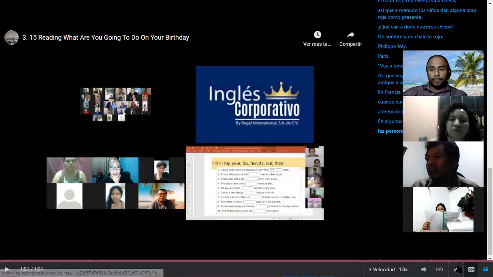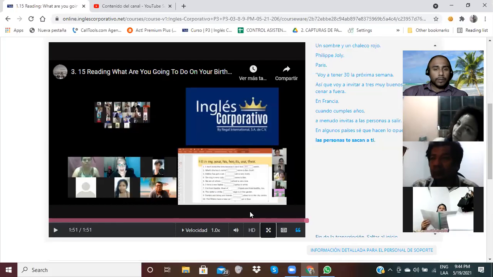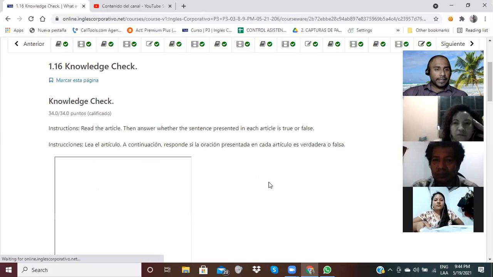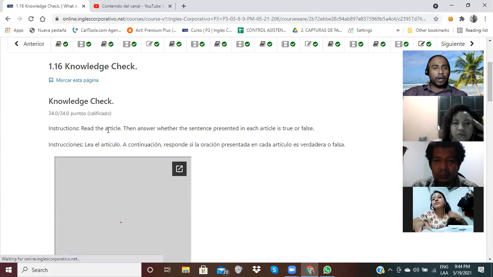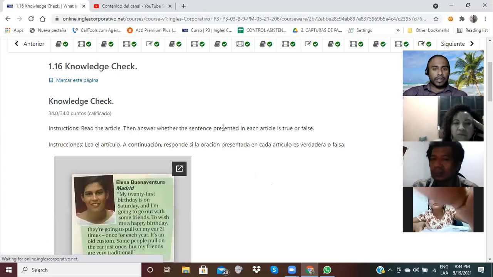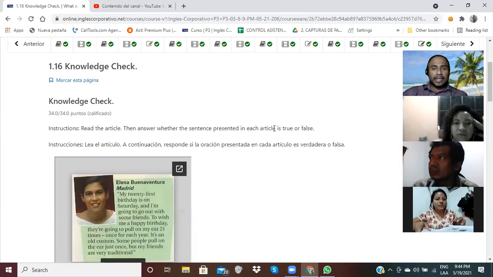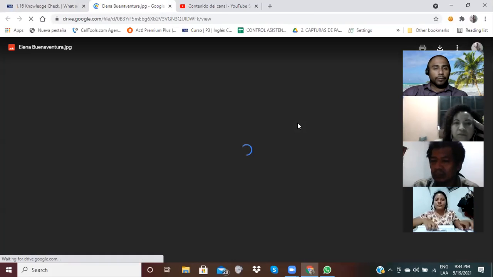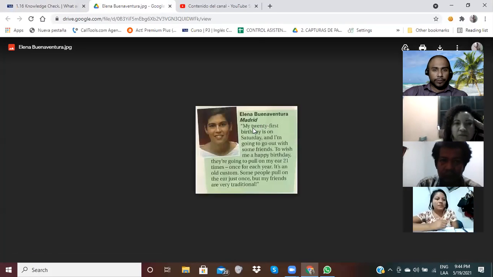Okay. Now we're going to do the practice activity. 1.16, instructions. Read the article, then answer whether the sentence presented in the article is true or false. For example, we're going to read this article.